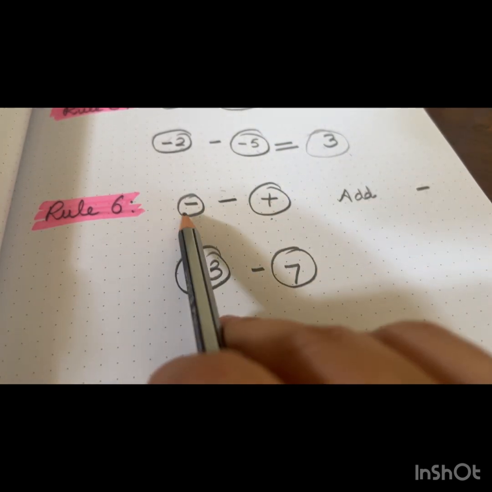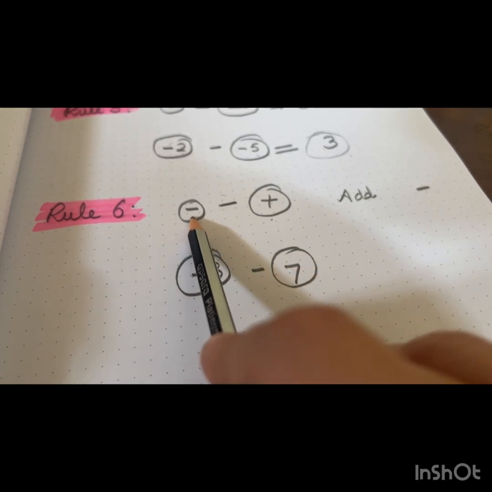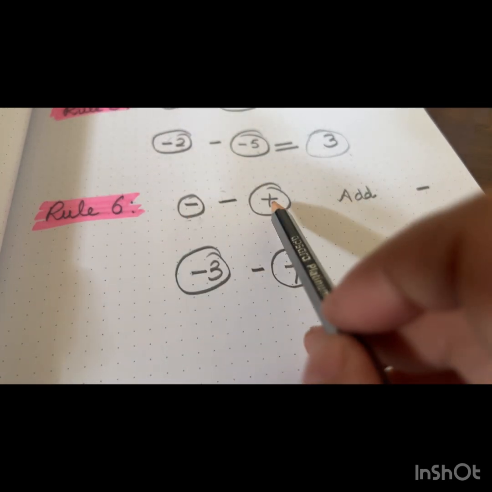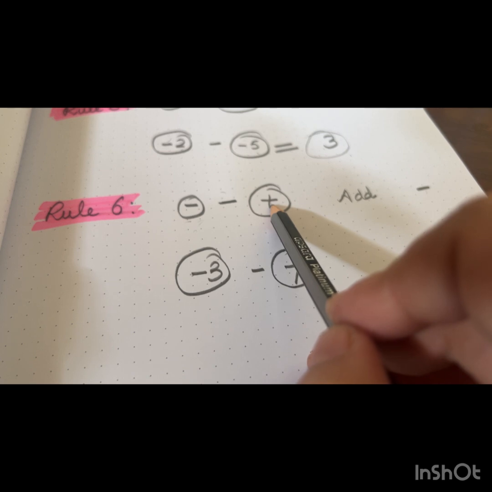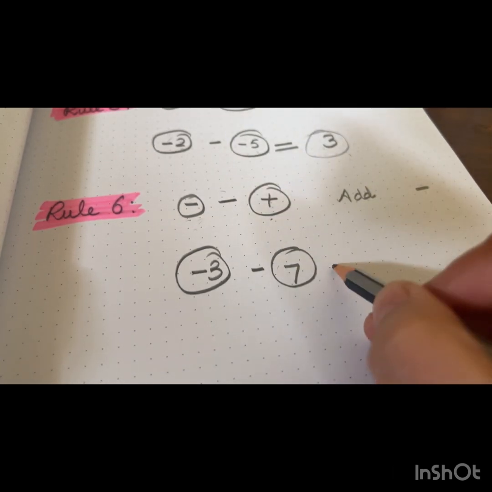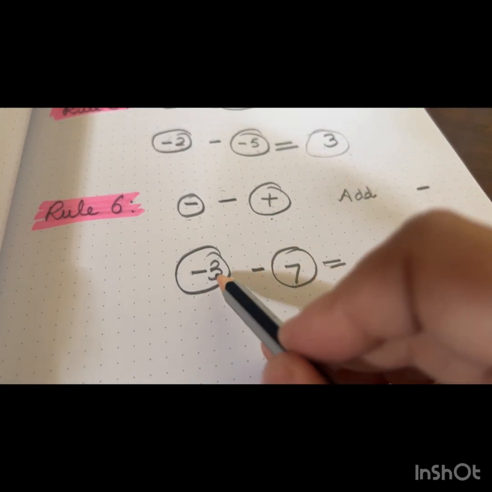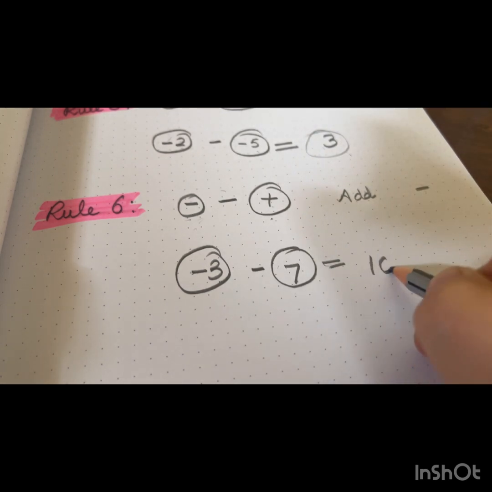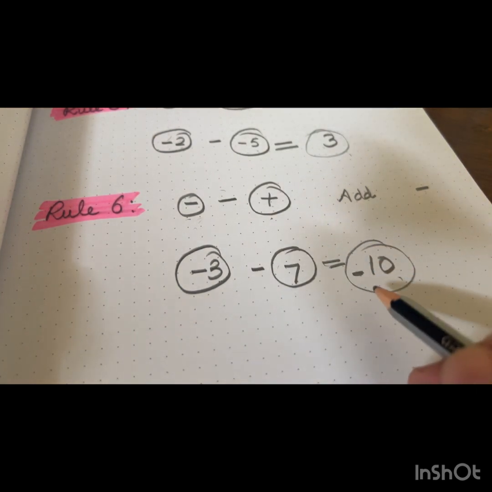Rule number 6 says that the first negative integer has to be small and the second integer, a positive integer, has to be big, then only we are going to add them. So the answer will be 7 plus 3, 10, but the sign we use before the answer is minus. So the answer is -10, a negative integer.